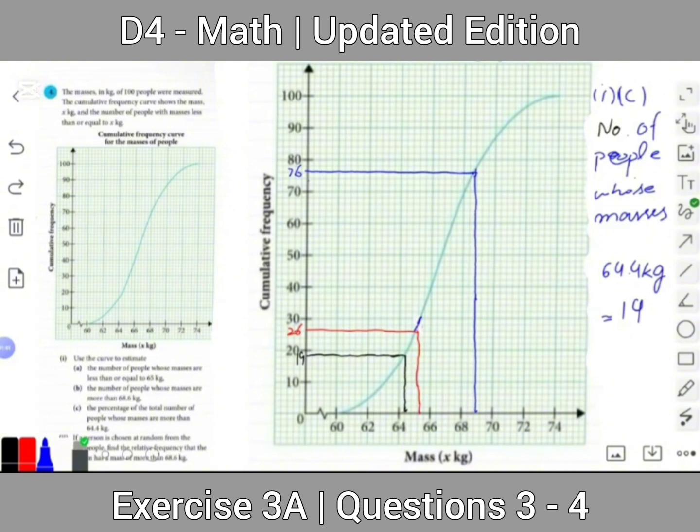First, we want to find the number of people whose masses are more than 64.4 kg. We will just take away the number of people whose masses are less than or equal to 64.4 kg from the total number of people, that is 100. So 100 minus 19 is equal to 81. So the number of people whose masses are more than 64.4 kg is equal to 81.